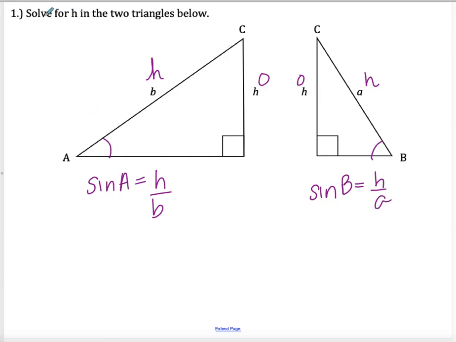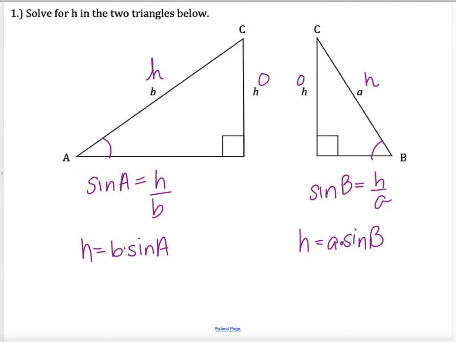Here it says in the directions, solve for h. So how could I get h by itself? Well, I need to get rid of the divide by b, so we're going to multiply both sides by b. So h is going to equal b times the sine of A. And over here, I again want to have h by itself, so I need to get rid of this divide by a. The opposite of that is multiply. So I have h equals a times the sine of B.